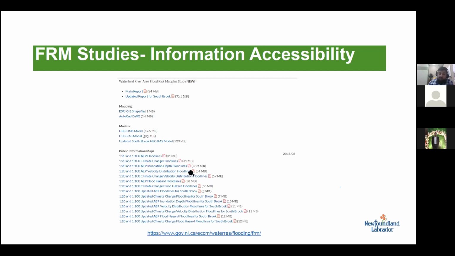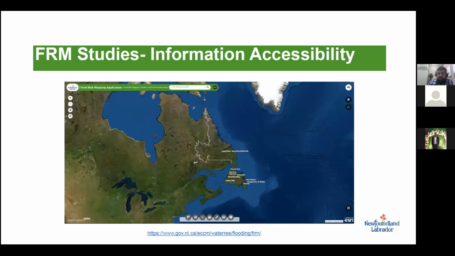You can download. The files are quite big, 54, and some of them are 200 megabytes, but they're all publicly available. Not only that, on the same web page, we have a GIS application. So you can actually go in, zoom in any area. You can see the maps. You can print the maps.